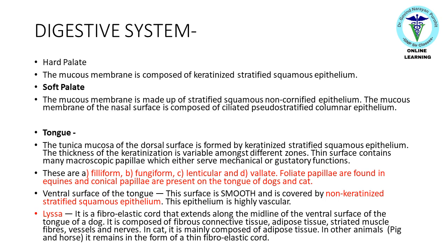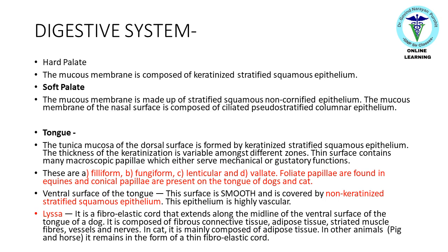Tongue. The tunica mucosa of the dorsal surface is formed by keratinized stratified squamous epithelium. The thickness of the keratinization is variable amongst different zones. The surface contains many macroscopic papillae which either serve mechanical or gustatory functions.